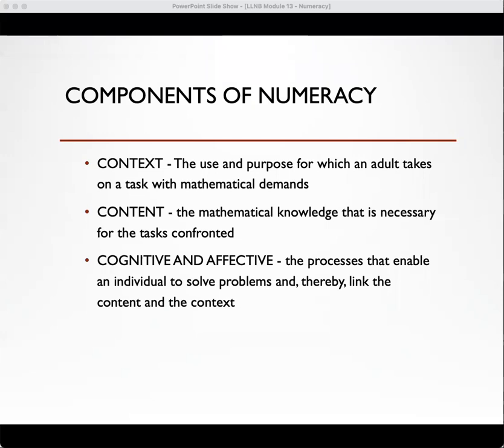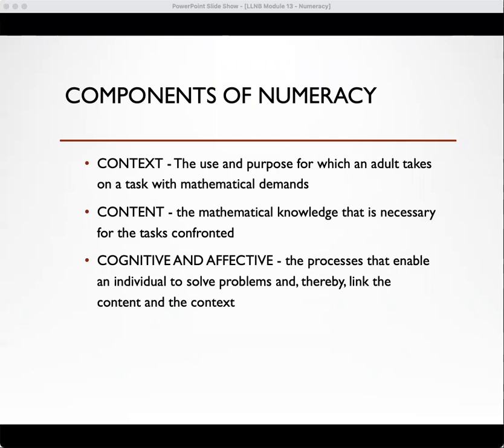So cognitive and affective. These are the processes that enable an individual to solve problems and thereby link the two things we just discussed, content and context. So these can include conceptual understanding, an integrated and functional grasp of mathematical ideas. Adaptive reasoning, that's the ability to think logically about the relationships among the concepts and situations. Strategic competence, the ability to formulate mathematical problems, represent them and solve them.